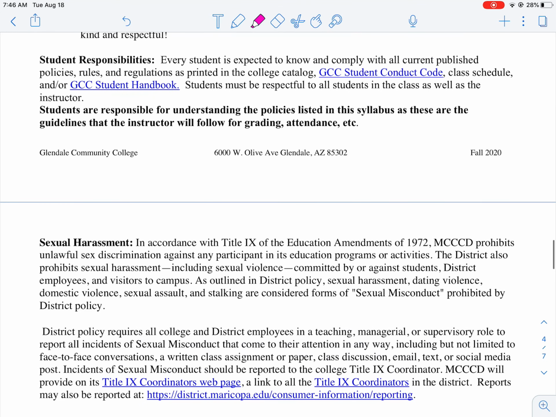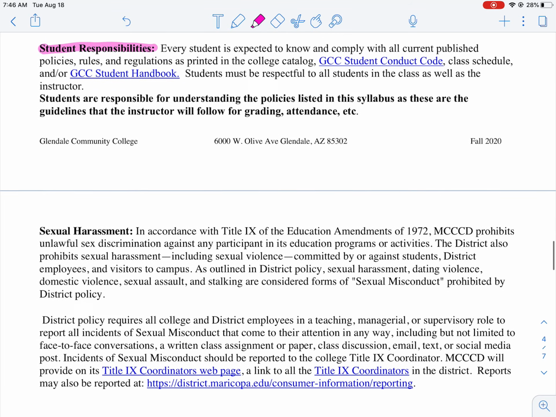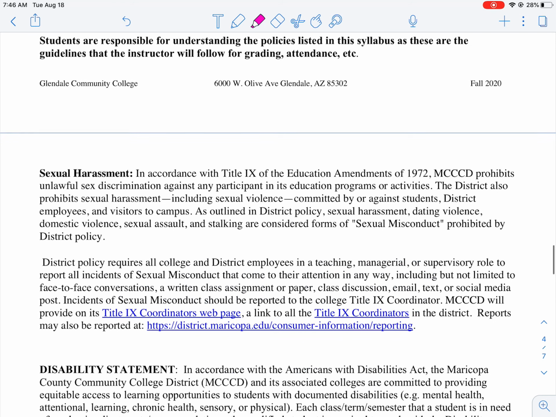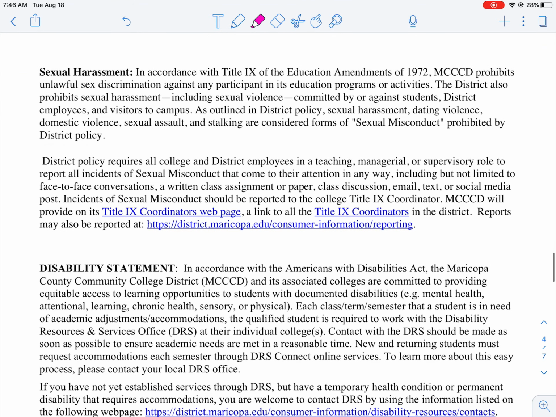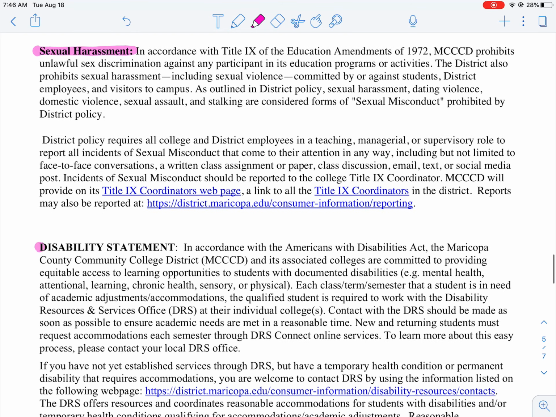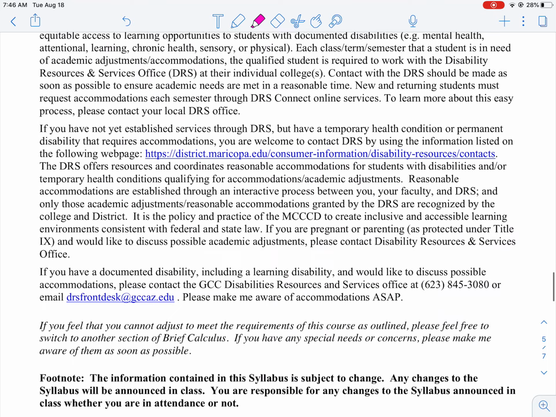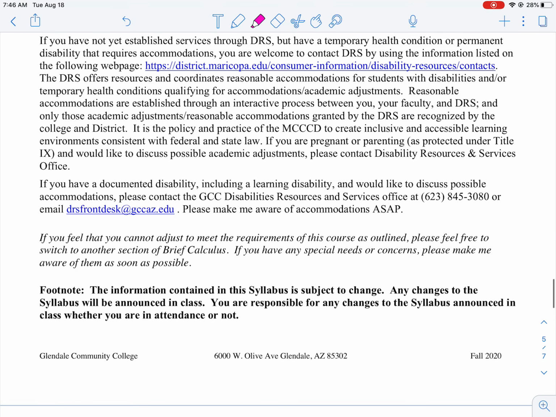Okay? Student responsibilities. It is your responsibility to know all the different policies in the syllabus, in the student code of conduct, and in the student handbook, so make sure that you're aware of those. You're also responsible for anything in the syllabus in the class. For example, if I post an announcement in Canvas or Remind, you're responsible to make sure that you read those and follow those. The last few things I'm not going to quite go over. You can read through all of this, but the sexual harassment blurb is important, and the disability statement is also important, so you can read through those. If you are a student that's registered with DRS, please let me know about your accommodations as soon as possible so I can work with you on that.